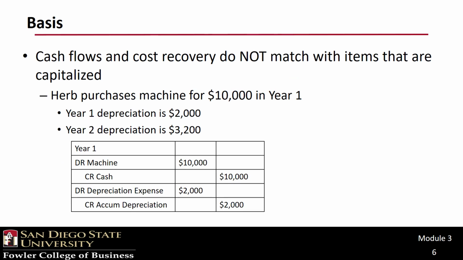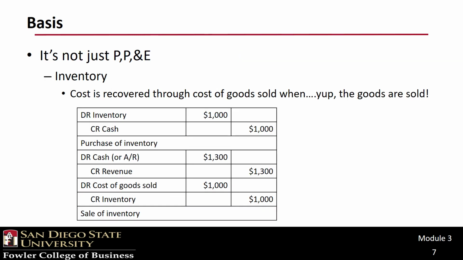As I've mentioned before, cost recovery deviates from cash flows. Typically, the cash is expended at the time of purchase, making the depreciation deductions a non-cash expense. Other forms of cost recovery might be more familiar. For example, the cost of inventory is typically recovered when the inventory is sold.